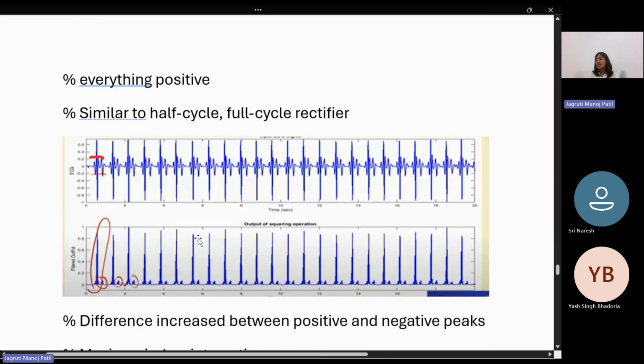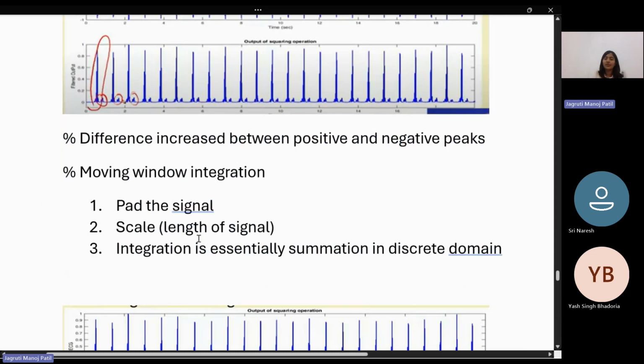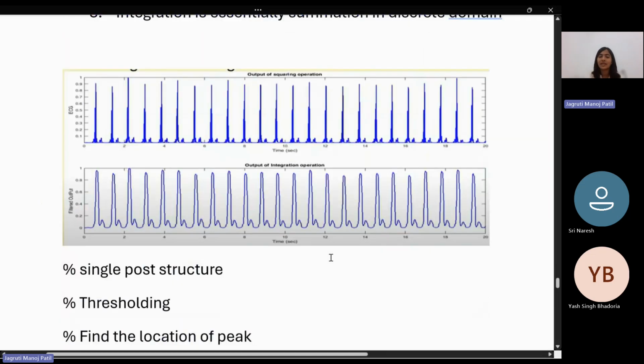So after that, what is the next step? Now you no longer have a role of sign in your data. The next step would be taking the average of it, the integration of it. So you pad the signal both ways by the number of points that you are using, then scale the signal with respect to the length of the signal. If it's in 0 to 1, you have to scale it accordingly with respect to the maximum value of the input signal. And then integration is essentially the summation in the discrete domain.